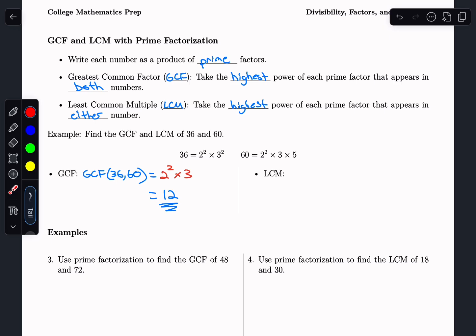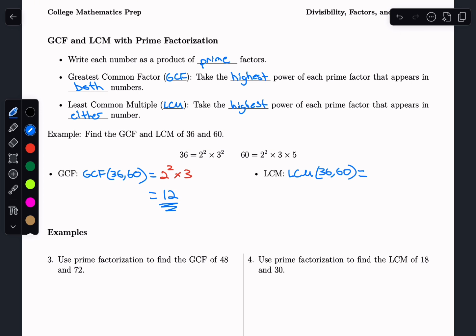All right, now we're going to find the LCM. The notation is almost exactly the same. We want the LCM and then in parentheses of 36 comma 60. That tells us what we're finding the least common multiple of. And this time we're still going to look at the prime factors, but now we're going to take the highest power that's in either number.